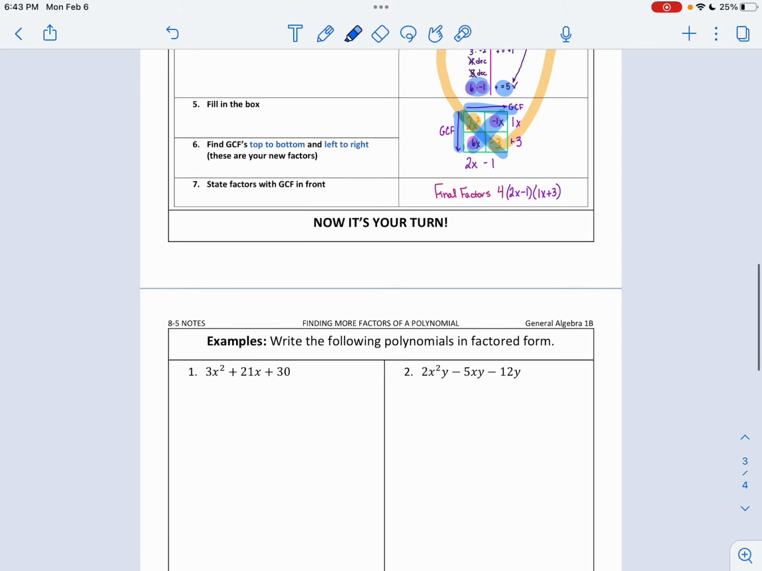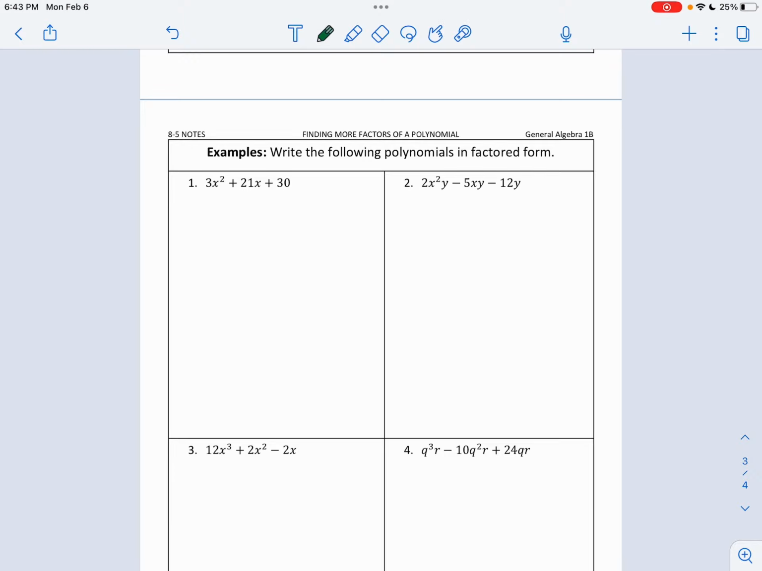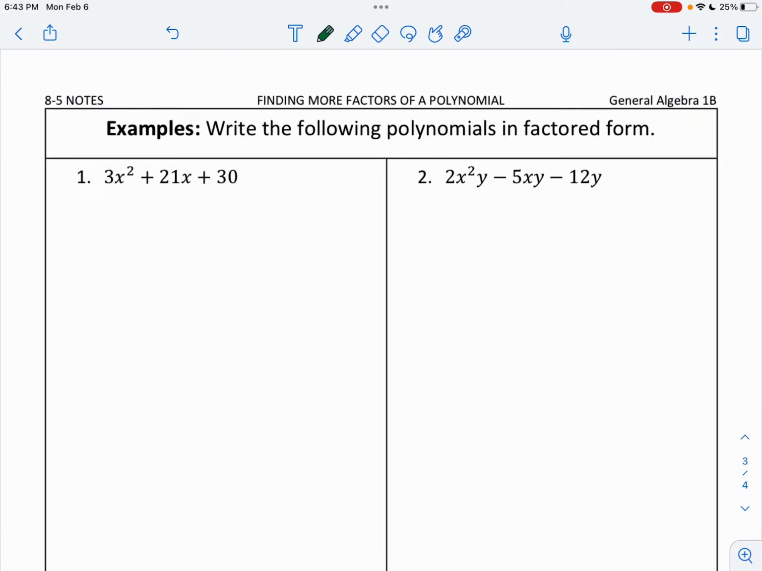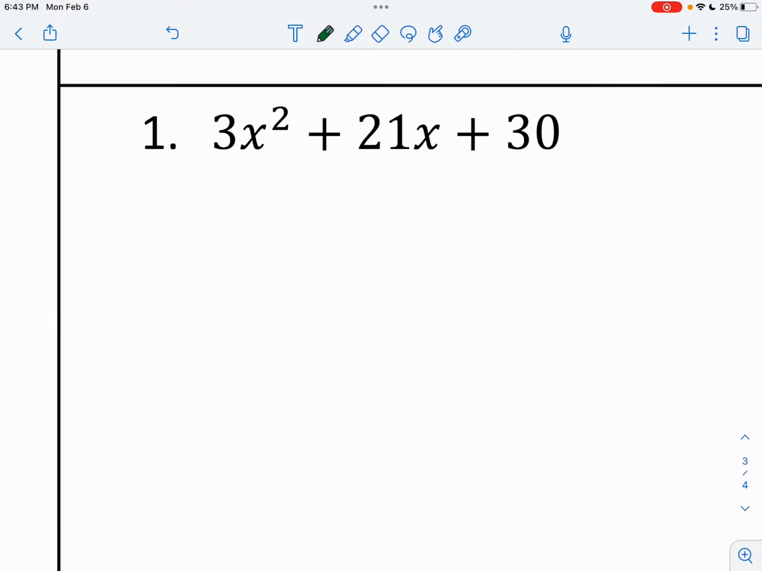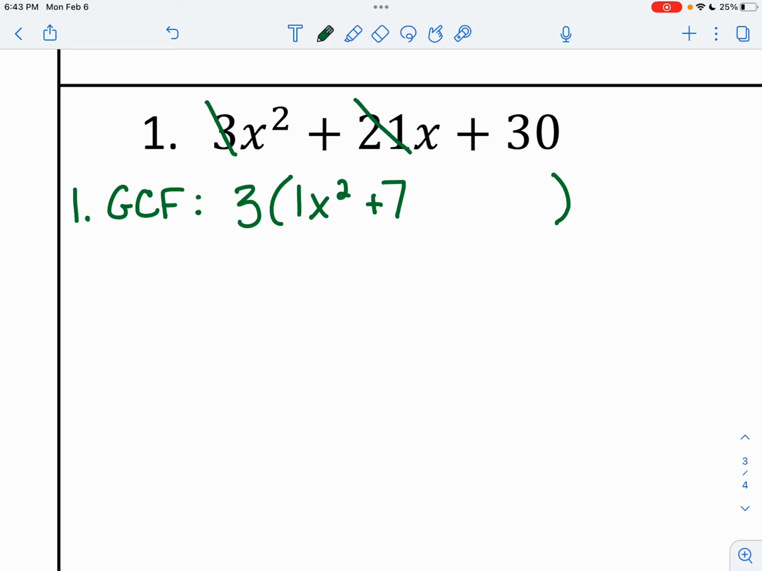All right, that was a lot. Clearly that was not well explained enough for you to be able just to jump into it. So let's take a look at number 1. If you follow these steps, I promise you, you won't go wrong. Step number 1 is always identify what the GCF is. In this case, every single item can be divided by a 3, not by an x, because the 30 does not have an x, just by a 3. If I divide every item by 3, that'll give me 1x squared. That'll give me 7x and 10.